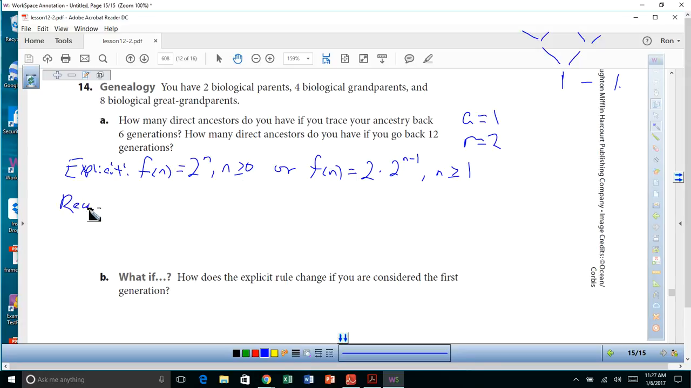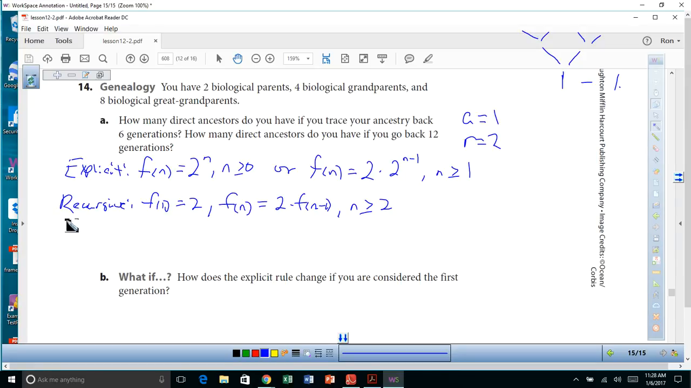Recursive. Well, let's just say that f of 1 equals 2. That's your first set. That's mom and dad, right? All right. And then f of n would equal 2 times f of n minus 1, and that would be n is greater than or equal to 2. All right. So that's both your formulas.